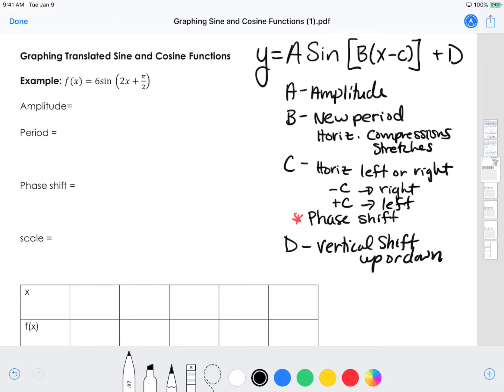If I look at this equation, 6 is my A, so that's my amplitude. So that means it's vertically stretched. So from the midline, I'm going to come up 6 and down 6. So typically when we look at the mother function of sine before it's translated, we go up 1 from the midline and down 1 from the midline. And in this case, it's been vertically stretched, so the amplitude is 6.